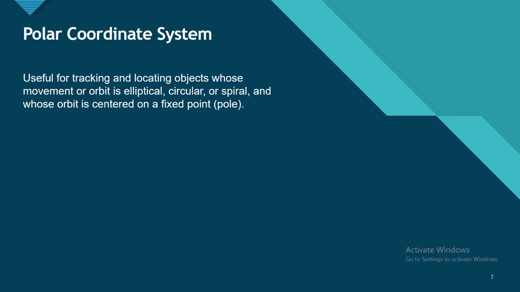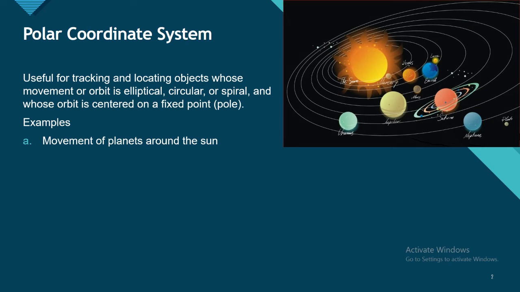The polar coordinate system is useful for tracking and locating objects whose movement or orbit is elliptical, circular, or spiral, and whose orbit is centered on a fixed point. We call the fixed point the pole. Examples: the movement of planets around the sun. So the sun is our pole, and the orbits of our planets trace an ellipse.